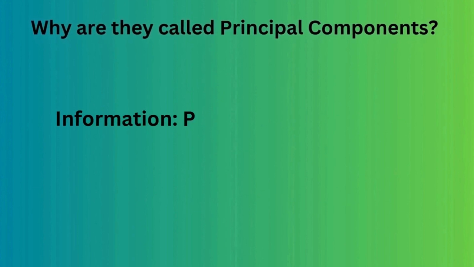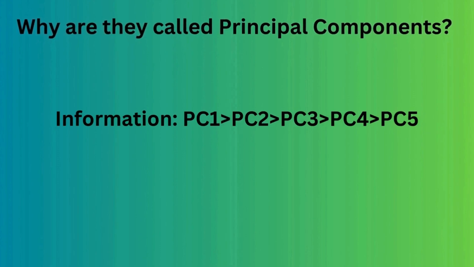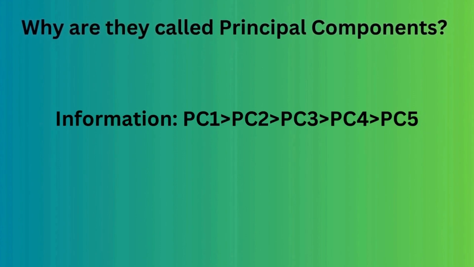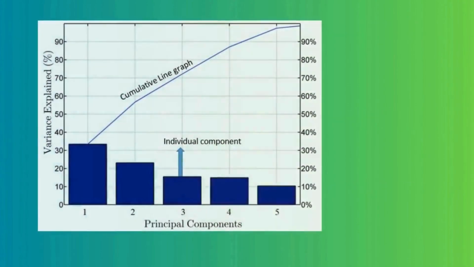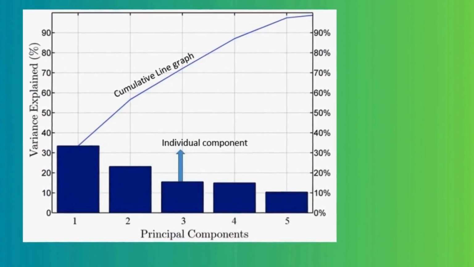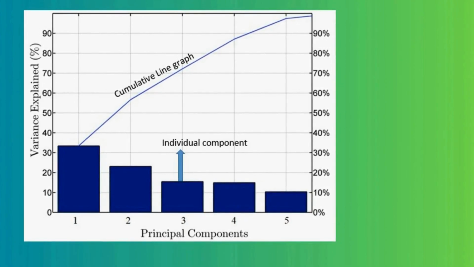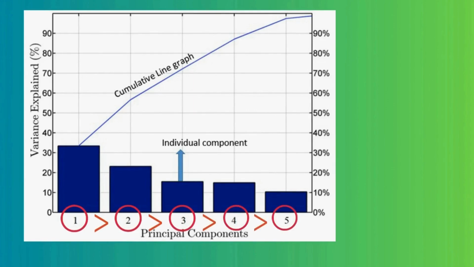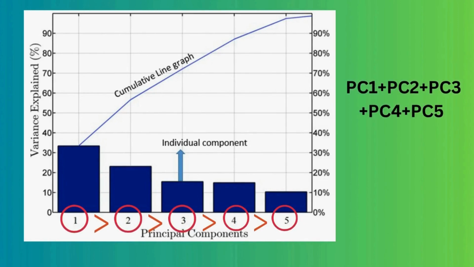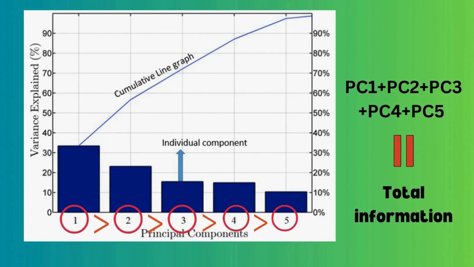Thus, the first principal component captures the most information, followed by the second principal component, which stores the second most information and is uncorrelated with the first. Each subsequent principal component captures a progressively smaller amount of variance or information and remains uncorrelated with all previous components. Check out this graph. Variance explained or information stored by each principal component, and a cumulative line graph. Information shared by principal component 1 is greater than principal component 2, principal component 3, principal component 4, and principal component 5, and the sum of all the principal components represents the total variance or information of the original data.